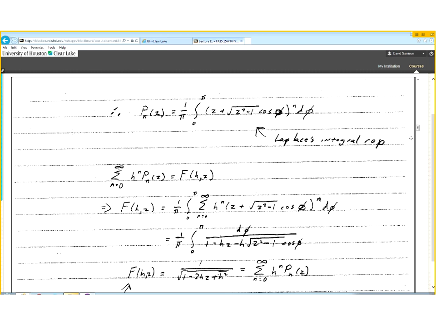So, any questions so far? Yeah. Is that z squared minus 1 in the square root? No, this is z squared. Okay. Yeah, z squared minus 1. I guess if it was 2 squared minus 1, I'd just say it's 3.